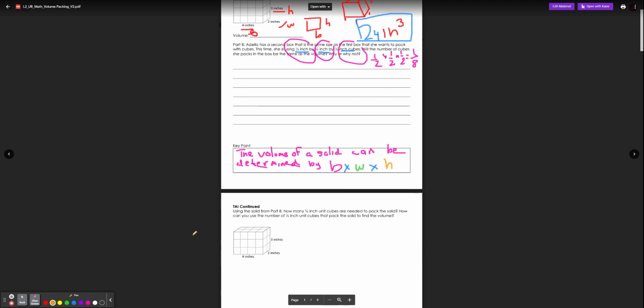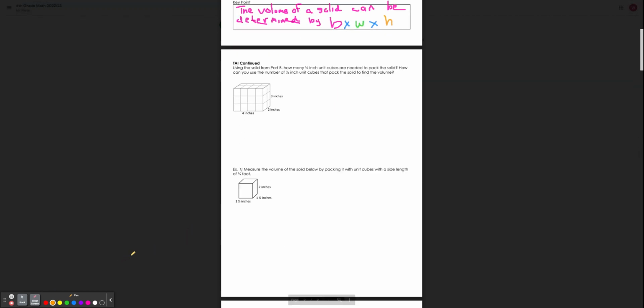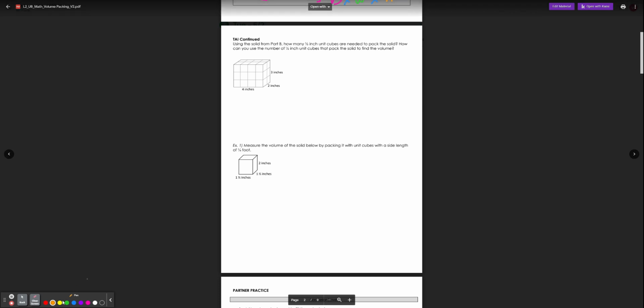Let's take a look at a practice question. The question says, using the solid from part B, how many 1/2 inch unit cubes are needed to pack the solid? And how can we use the 1/2 inch unit cubes that pack the solid to find the volume? Well, we can figure out the number of 1/2 inch unit cubes that go across the length and the width. So if we were just to find the area of the bottom section, multiplying the base times the width, we want to figure that out.